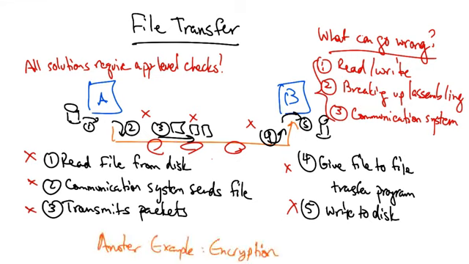Another example where the end-to-end argument applies is with encryption, where keys are maintained by the end applications and ciphertext is generated before the application sends the message across the network.